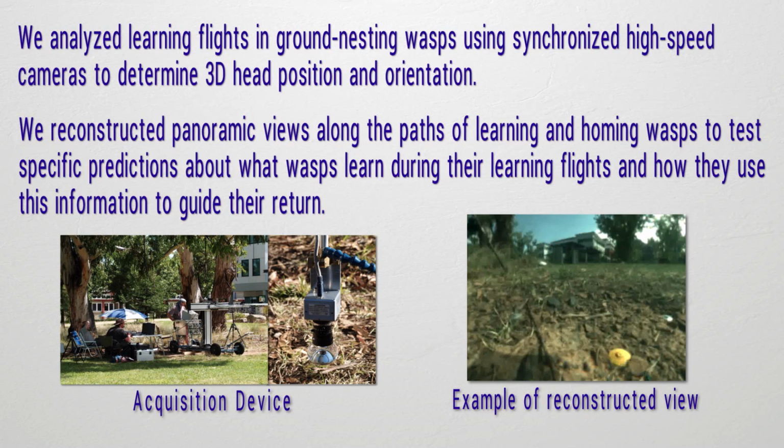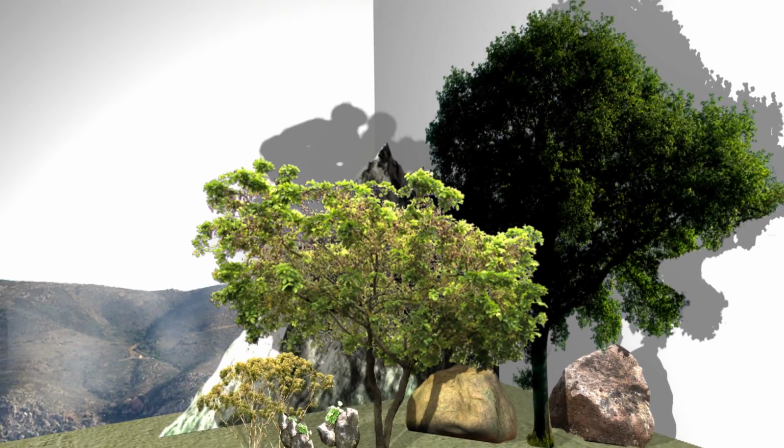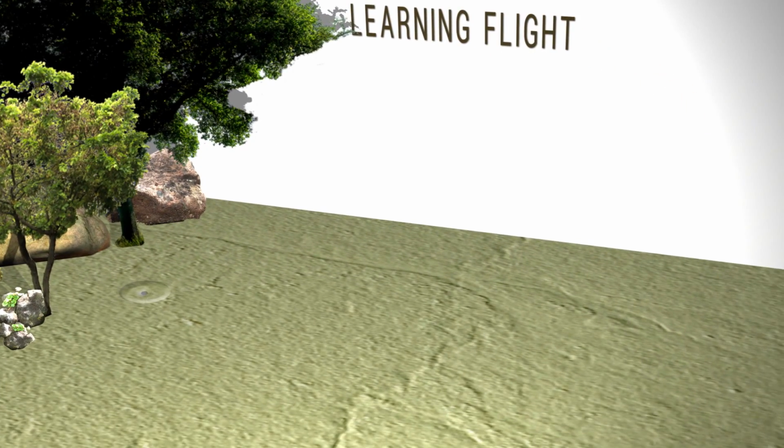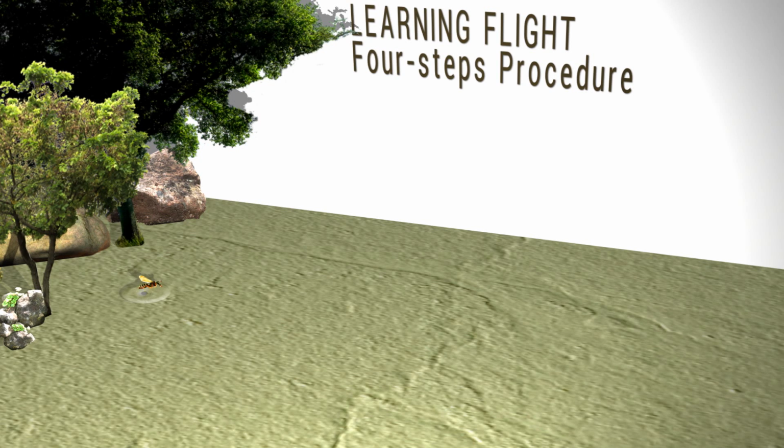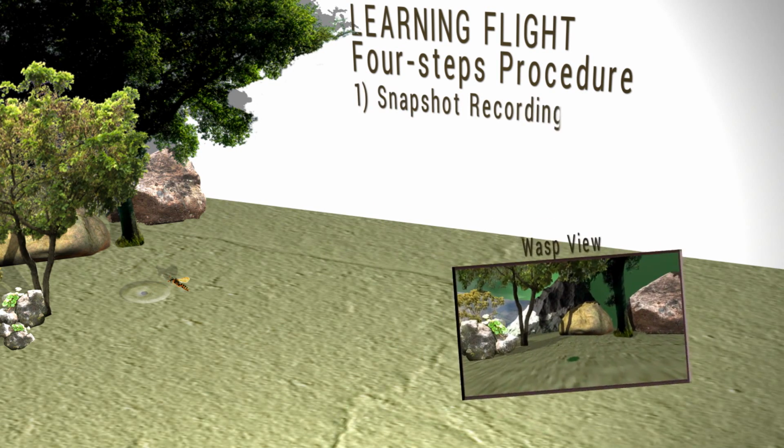In this article, we show that wasps produce a stunningly regular pattern of gaze or view differences during their learning flights, and that the generation of this pattern can be explained by a simple 4-step procedure. Once a wasp leaves her nest and has turned around to face it, she records a snapshot.